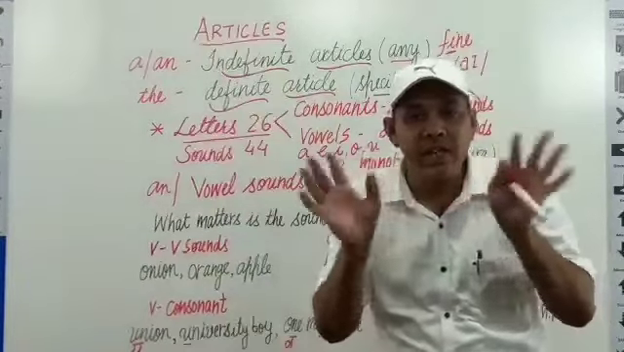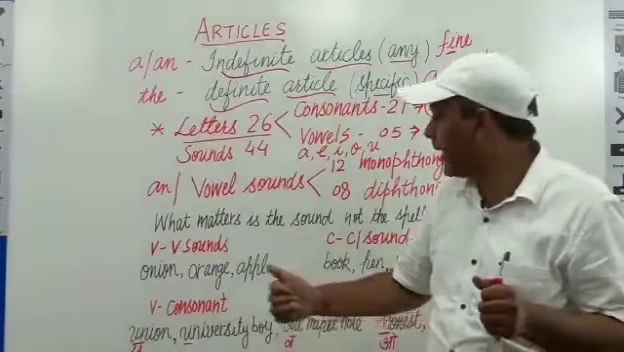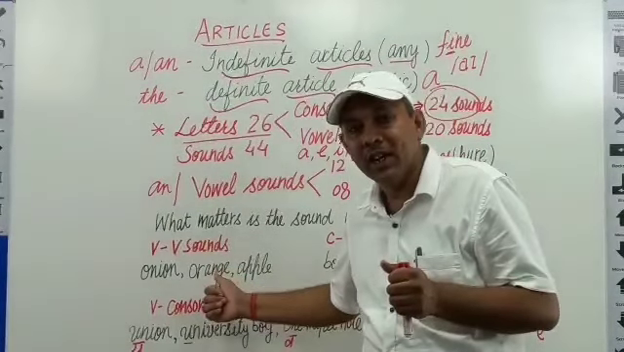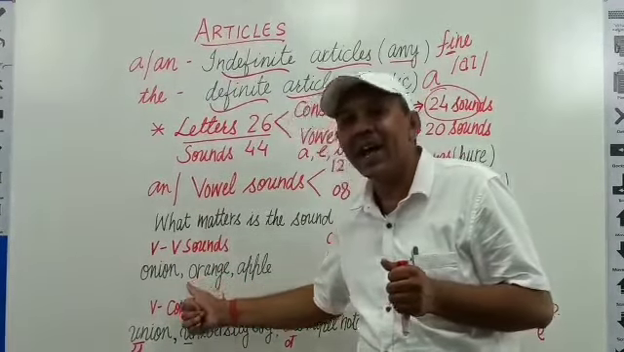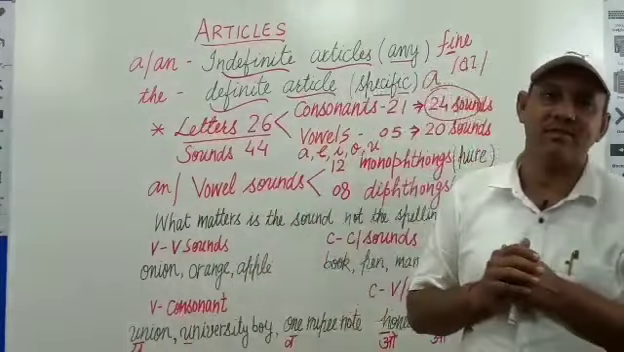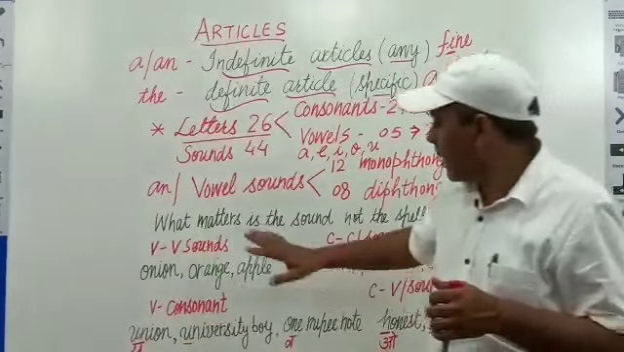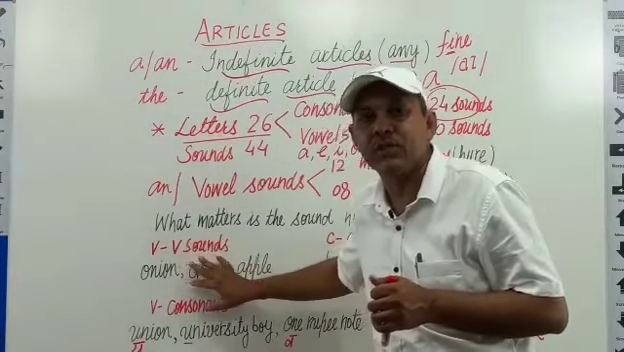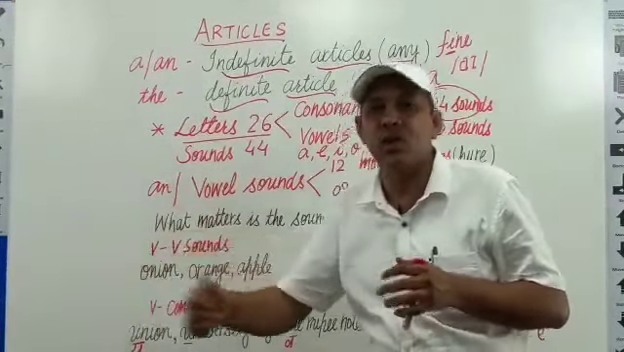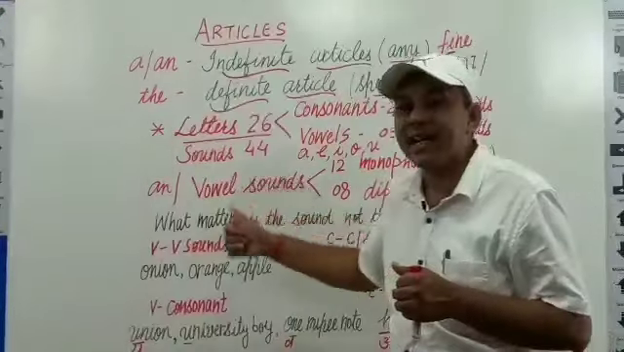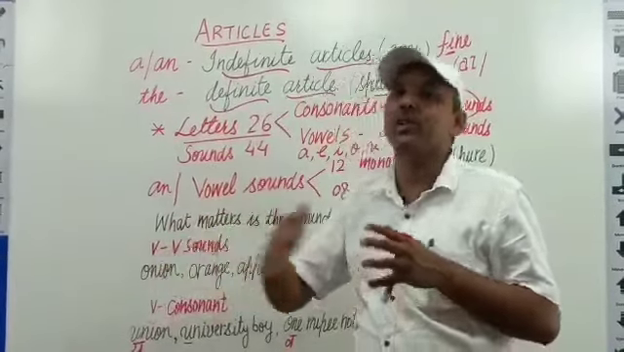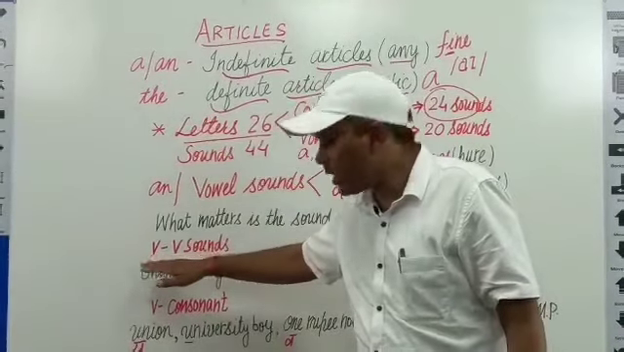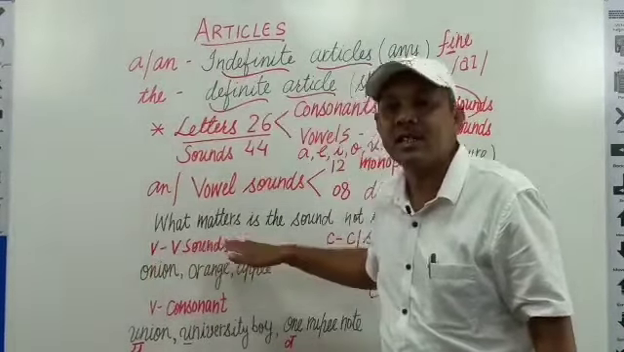That's why you need not be confused by watching, by observing, or by having a vowel at the initial position of a word. Pronounce the word and identify the initial sound of the word, and then you will be able to use the correct article before the word. For example, in most of the words, vowels produce vowel sounds.